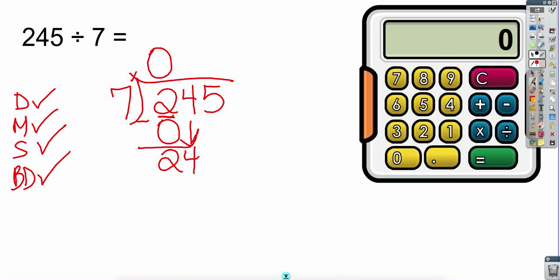Start over and repeat. How many times does 7 go into 24 without going over? 7, 14, 21, 28. Oops, 28 is too much. So that's 3 times. 7 goes into 24 3 times. Multiply. 3 times 7 is 21. Now remember, when you multiply, you go down low.